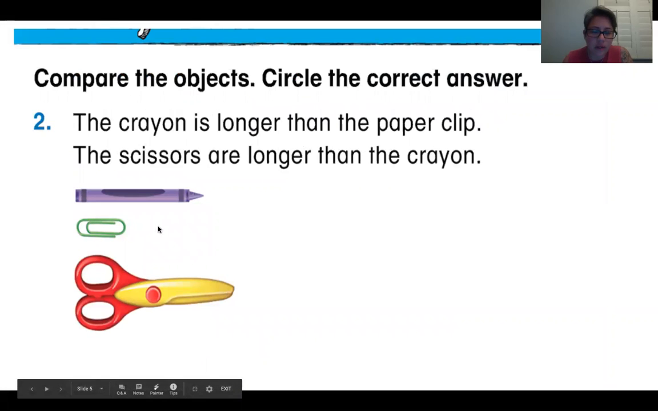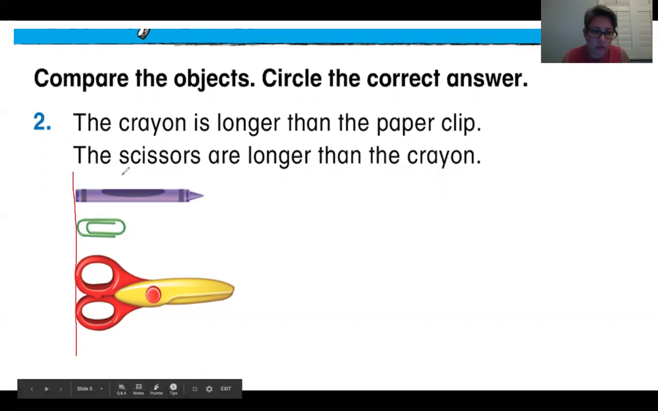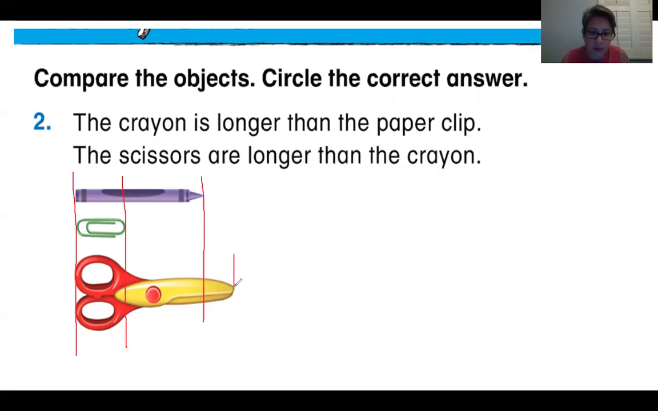Now we have three other items, a crayon, a paperclip, and a pair of scissors. The crayon is longer than the paperclip, but the scissors are longer than the crayon. Let's take a look. So this is where they all begin, and it's important to line them all up on the same line so that you can see which one is the shortest, the one in the middle, and the longest. So the paperclip is the shortest and the scissors are the longest.